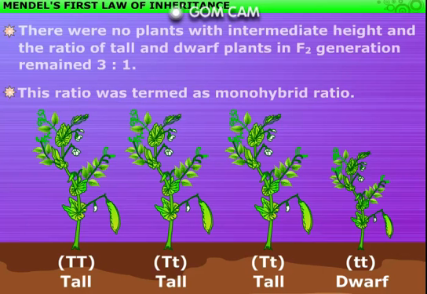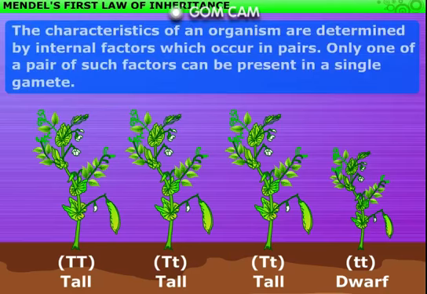Mendel then formulated his first law of inheritance, which states that the characteristics of an organism are determined by internal factors, which occur in pairs. Only one, of a pair, of such factors, can be present, in a single gamete.